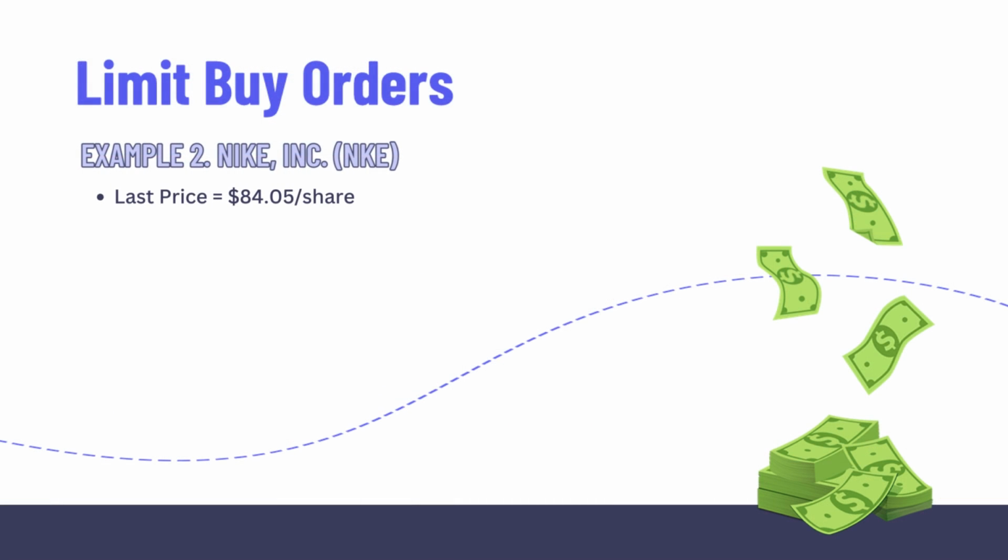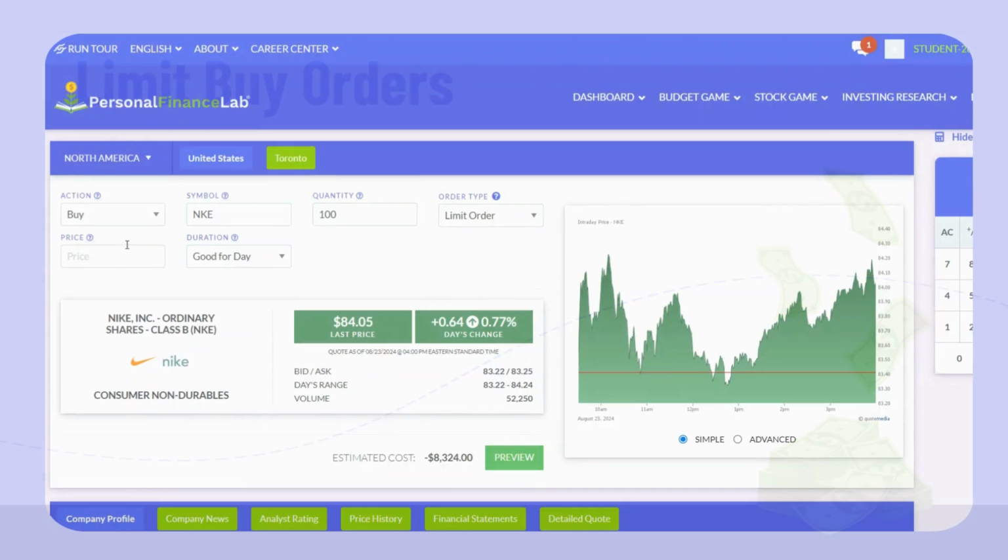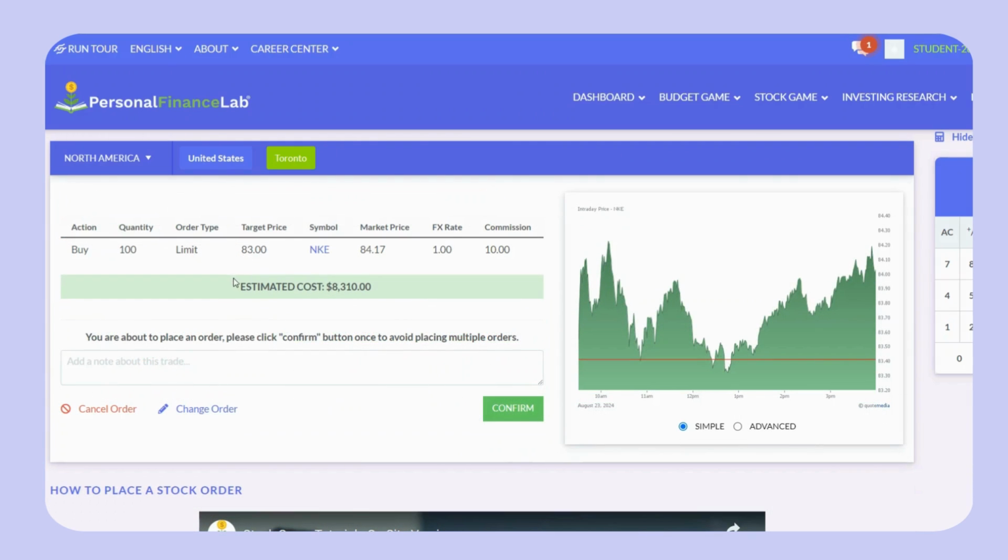Currently, the last price for Nike is $84.05. So for this example, I'll put the limit order at $83. That way, if the stock price drops to $83 today, my order will execute. Click Preview to update the estimated cost to reflect my target price, and click Confirm to place the order.